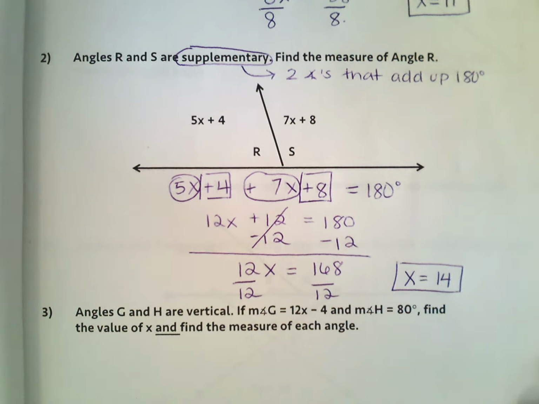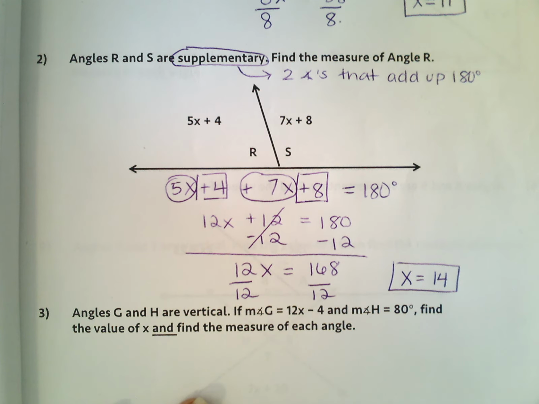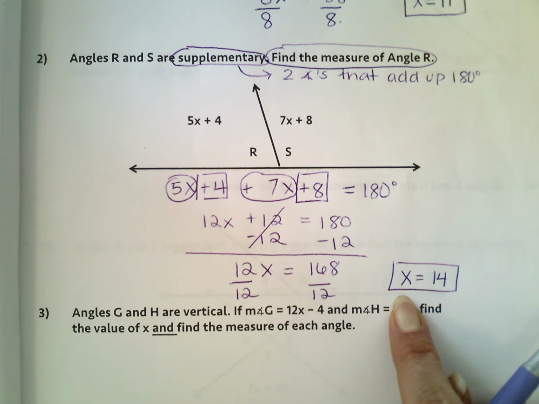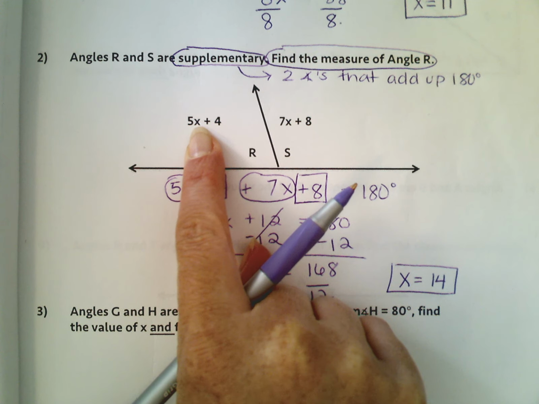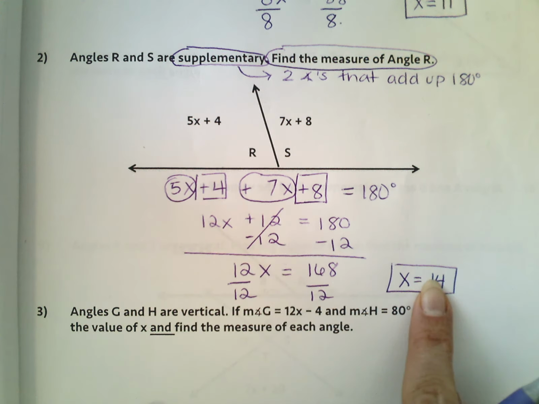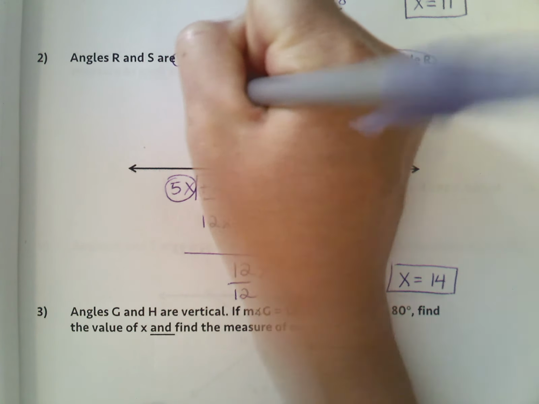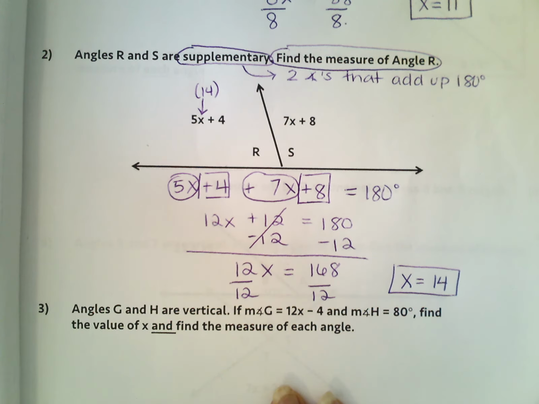Now, a lot of students want to be done right here, because we got an answer, but be careful. Remember the question here: find the measure of angle R. This does not answer the question of the measure of angle R. So, like I was saying before, here's angle R. The expression is 5x plus 4. So we just needed the value of x, which we just solved for. I'm going to plug in 14 for x right here. Remember, these two are connected by multiplication, so that's why I use the parentheses.